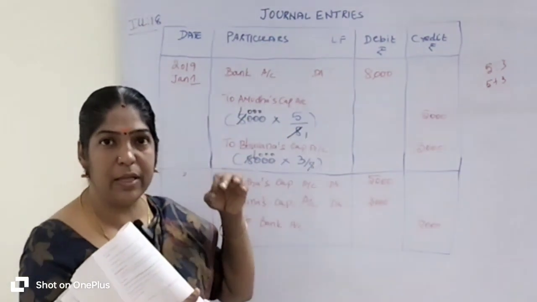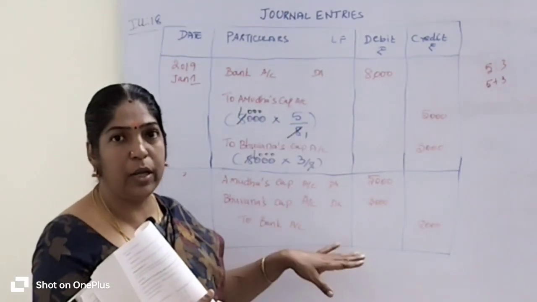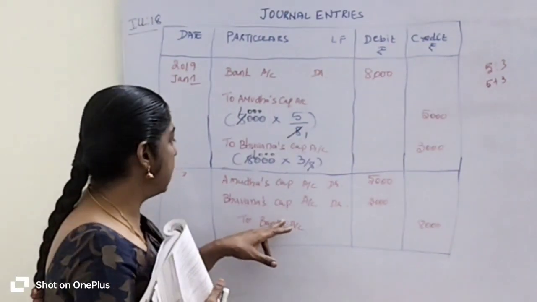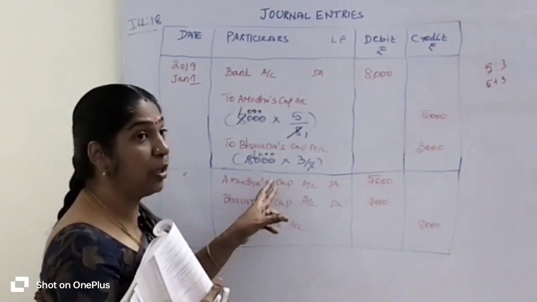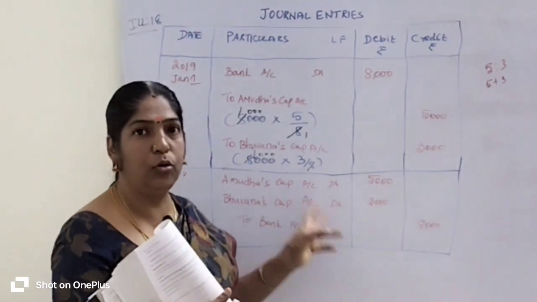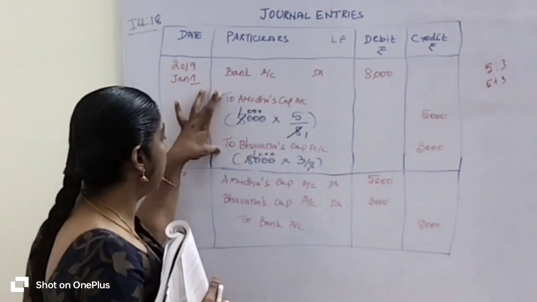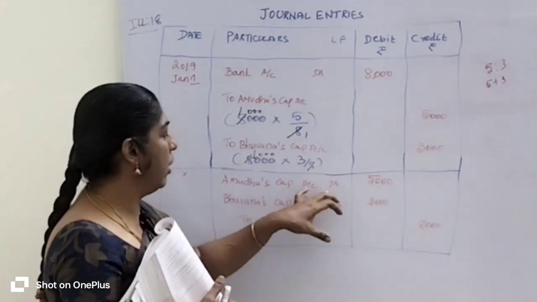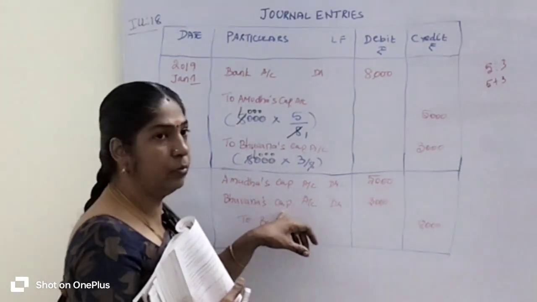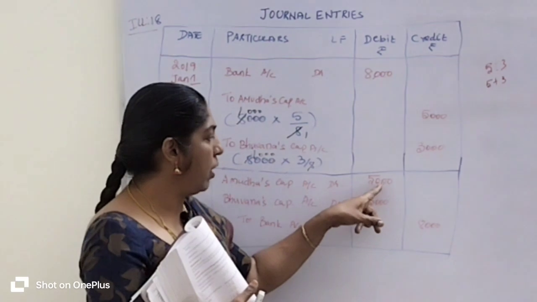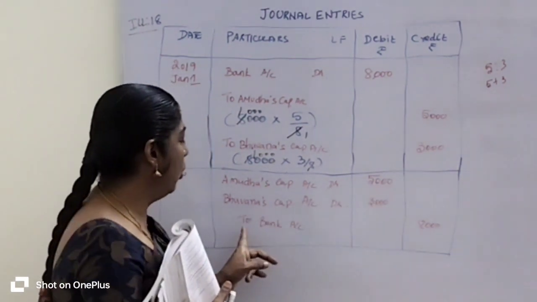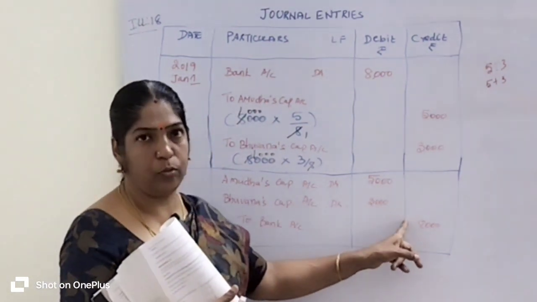The journal entry is very simple. In reverse order, we enter it here. What is the reverse order? Respective old partners' capital accounts to bank account. That's all. Who are the respective old partners? Amuda's capital account debit and Bhuvana's capital account debit, ₹5,000 and ₹3,000, to bank account ₹8,000.